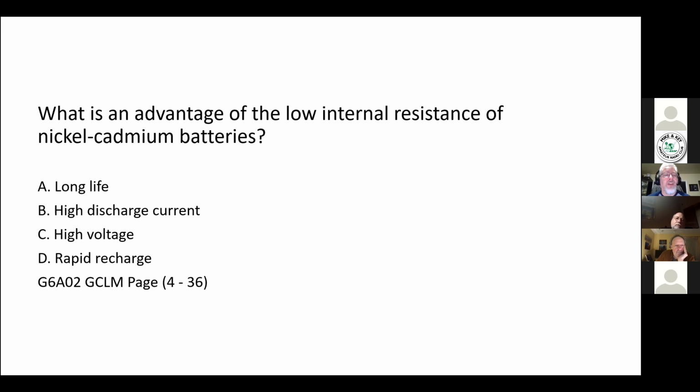What is an advantage of the low internal resistance of nickel cadmium batteries? A, long life. B, high discharge current. C, high voltage. Or D, rapid recharge? Bravo is correct. With the low internal resistance, you'll get a higher discharge current.